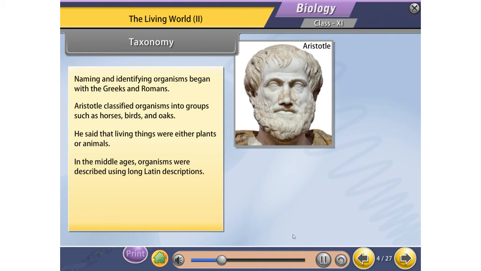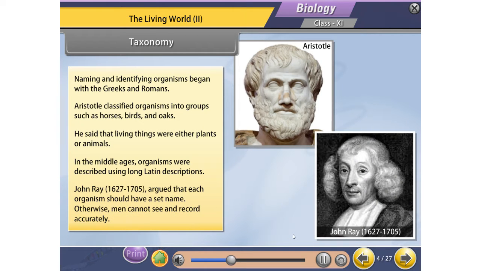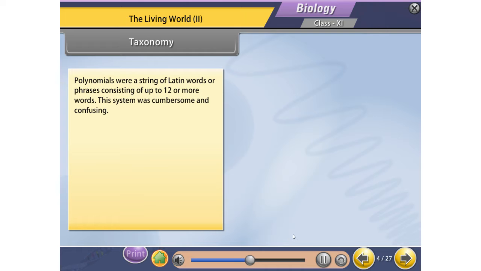In the Middle Ages, organisms were described using long Latin descriptions. John Ray, 1627 to 1705, argued that each organism should have a set name. Otherwise, men cannot see and record accurately. Polynomials were a string of Latin words and phrases consisting of up to 12 or more words. This system was cumbersome and confusing.